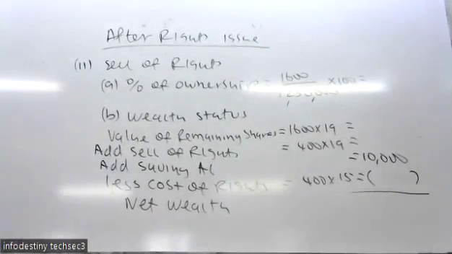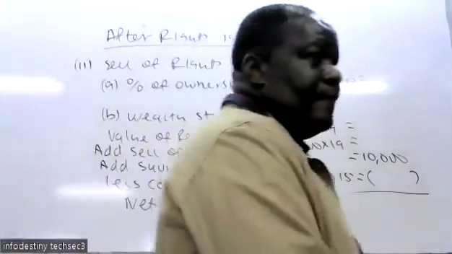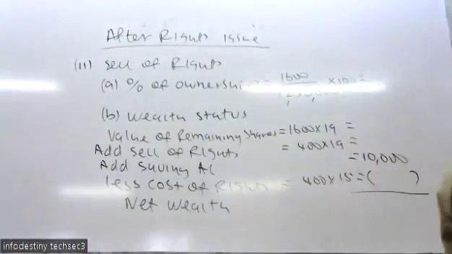So wealth status will not change when you sell the rights, but your percentage of ownership will reduce. And also remember, when you exercise, both of them will not change.